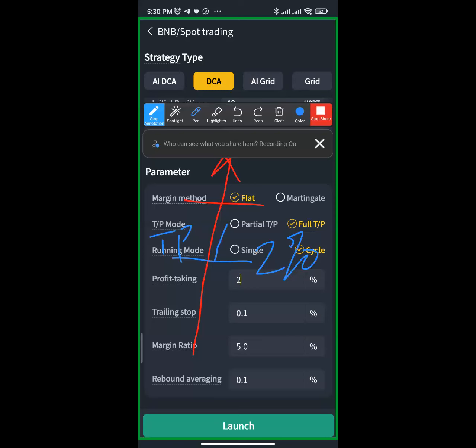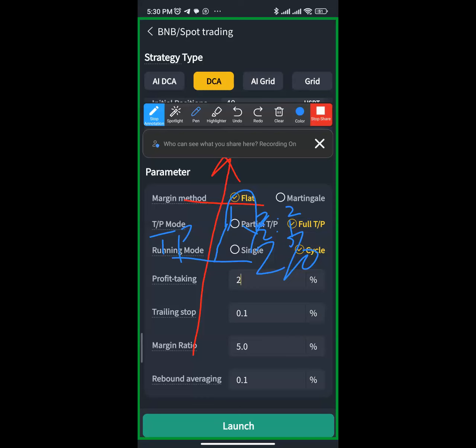As it's trailing the market, it keeps on locking in the trades. So from 2%, it makes 2.1. From 2.1, it could make 2.2, until the market reverses by 0.1%. Once there's a reversal, it will lock up that profit. So the trailing stop ensures that you do not make anything less than 2%. Rather, you're going to make more than 2%. That's the trailing stop.